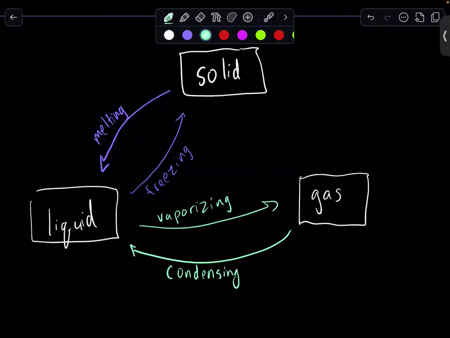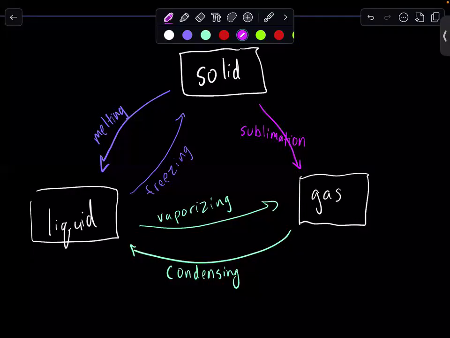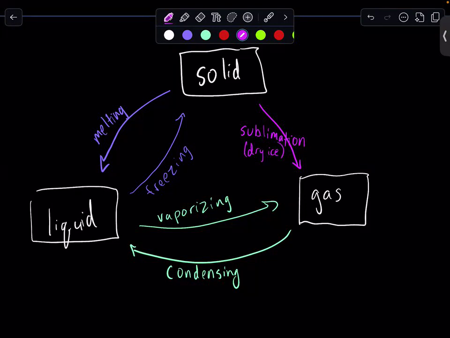Melting, freezing, vaporizing, condensing. And then lastly, when we take our solid and turn it into a gas, these are the ones that usually stump students a little bit. So solid to gas is called sublimation or subliming. Generally, you see this with dry ice. So if you've ever seen dry ice, that's frozen CO2, that's solid carbon dioxide, and it will immediately turn into a gas.